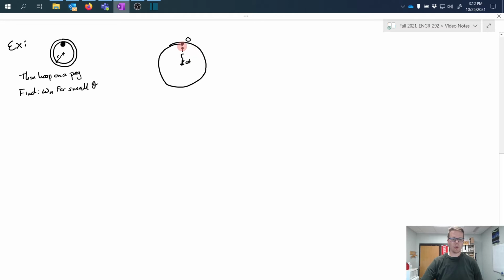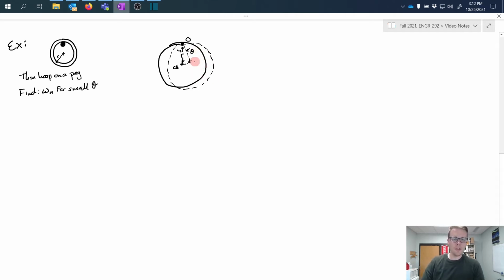Now we're going to displace the hoop by some small amount, such that its center of gravity has moved to some new location, and that movement traces a circular arc, and the displacement is represented by the angle theta.